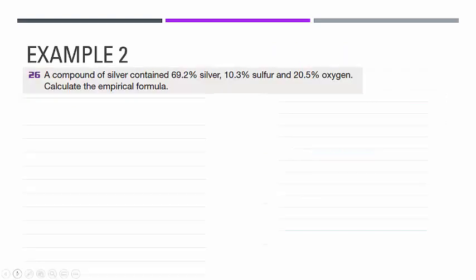Moving on to example 2. This time we've been given the percentage composition of the various elements that make up the compound. Whether we've got percentage composition or the actual mass, the procedure is exactly the same. The first thing that we're going to do is to work out the ratio of the number of moles of the different elements. And the way I'm going to do that is to divide each of these percentages by the molar mass for each of the elements.